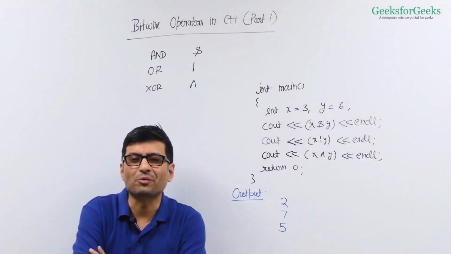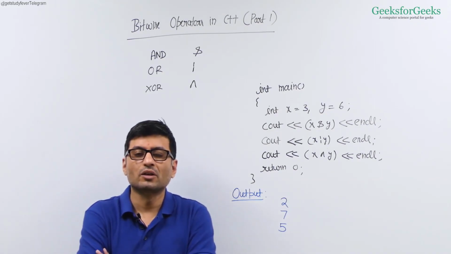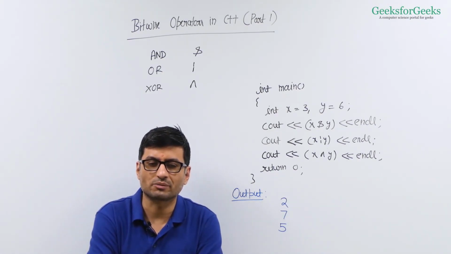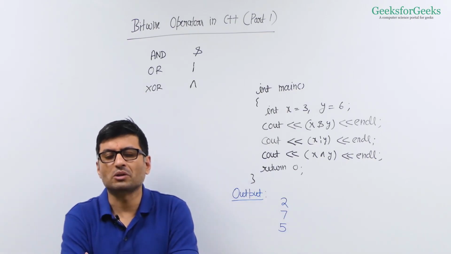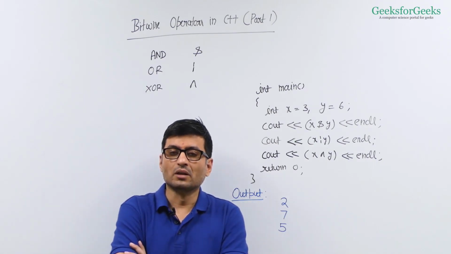Hi, in this video we are going to talk about bitwise operators in C++. Please note that there are a total of 6 bitwise operators in C++. We are going to talk about the first 3 in this video and then the next 3 in the next video.